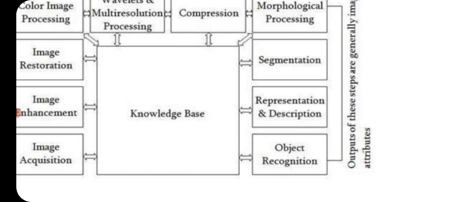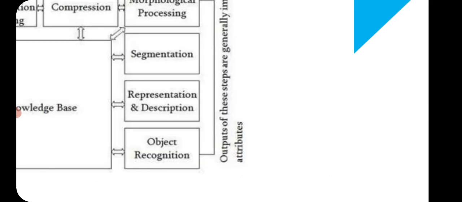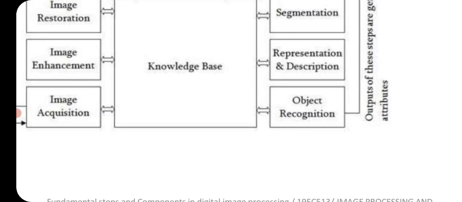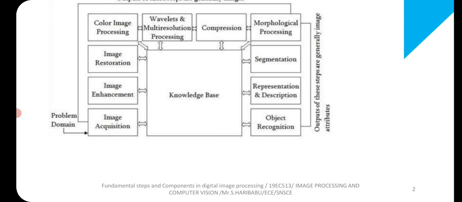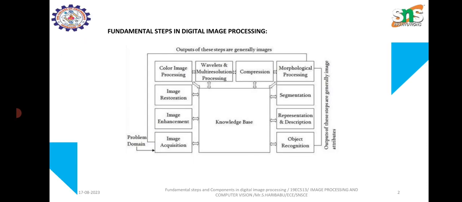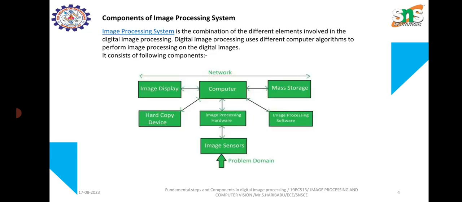The final stage is object recognition. In this stage, a label is assigned to the object based on descriptors. And then the knowledge base, which is the last stage in DIP. In this stage, important information of the image is located, which limits the searching process. The knowledge base is very complex when the image database has high resolution details. So these are the fundamental steps in image processing.